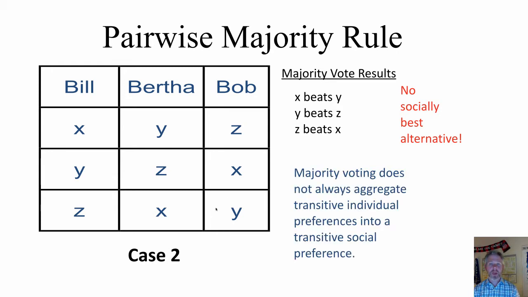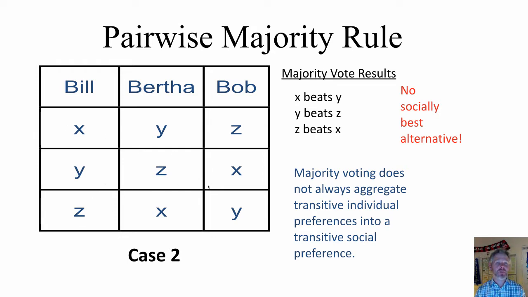So majority voting does not always aggregate transitive individual preferences into a transitive social preference. Bill, Bertha, and Bob all had transitive preferences over the alternatives, but when we aggregated their preferences, their group preference ordering actually was not transitive. Sometimes that will happen with pairwise majority rule, and sometimes it won't. It depends on their preferences.